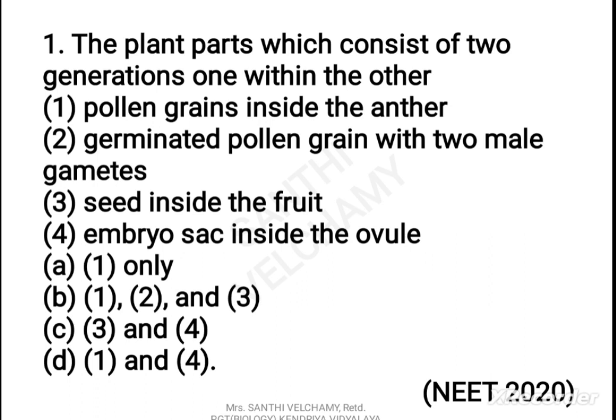Now the first question: the plant parts which consist of two generations, one within the other. 1. Pollen grains inside the anther. 2. Germinated pollen grain with 2 male gametes. 3. Seed inside the fruit. 4. Embryo sac inside the ovule. Option A, 1 only. Option B, 1, 2 and 3. Option C, 3 and 4. Option D, 1 and 4. So here they have given 4 options. The correct option is answer D, 1 and 4.